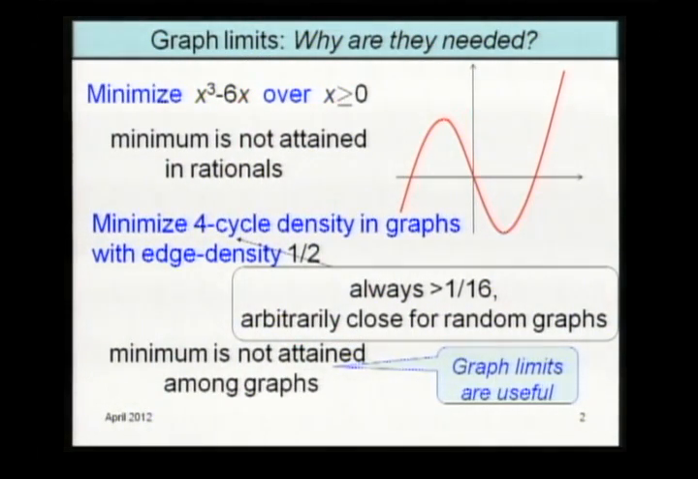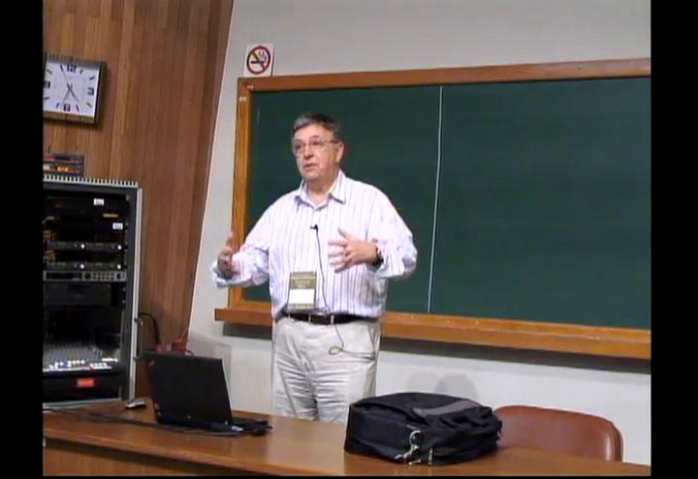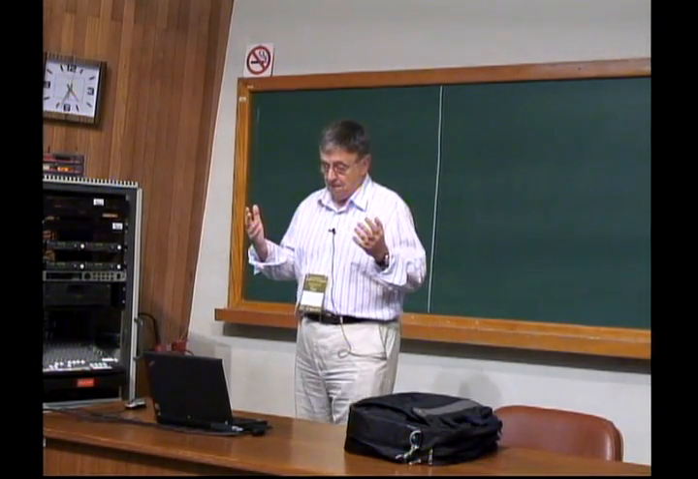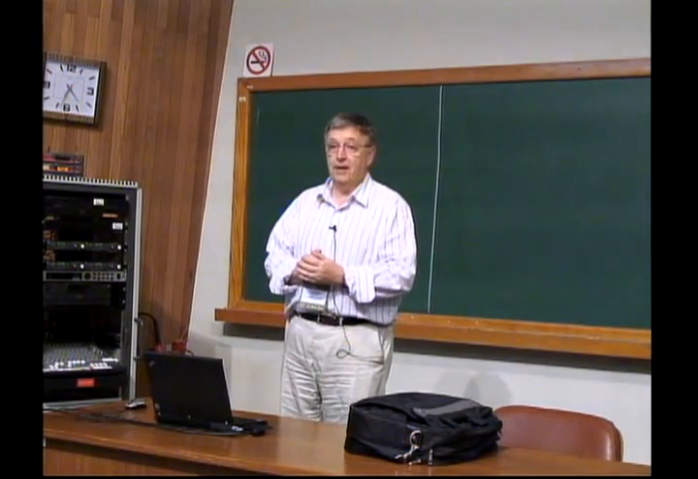So we would like to construct the analog of real numbers, but this time not for numbers, but for graphs. So what is the completion of the space of all finite graphs?